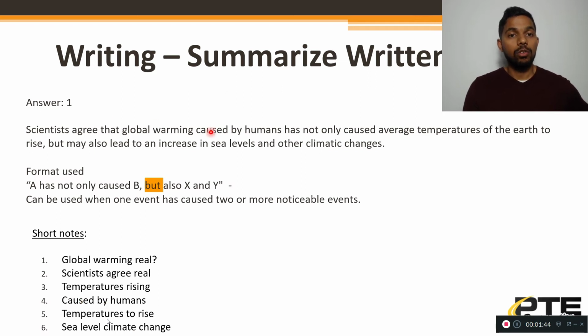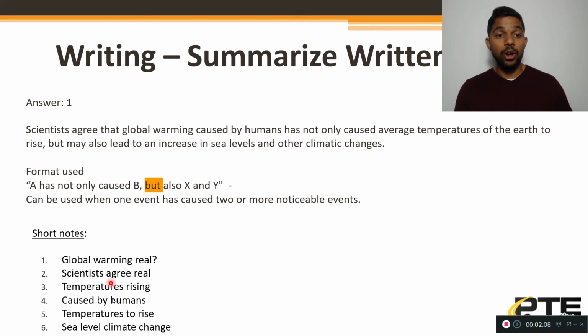Scientists agree that global warming caused by humans has not only caused average temperatures of the earth to rise, but may also lead to an increase in sea levels and other climatic changes. So that's a really good way to include all of these points into this summary. As you can see, this is not too long. It's definitely less than 35 words, and it's an answer that will do really well in the exam because I've captured all the key content.